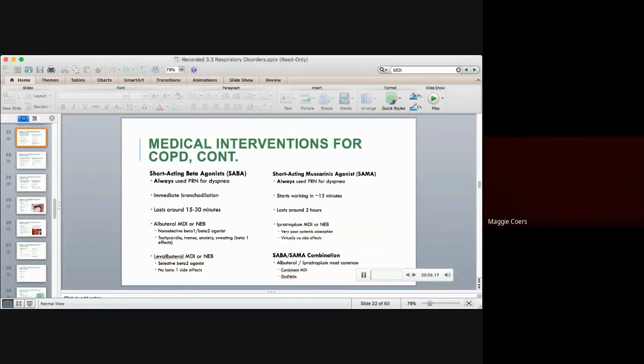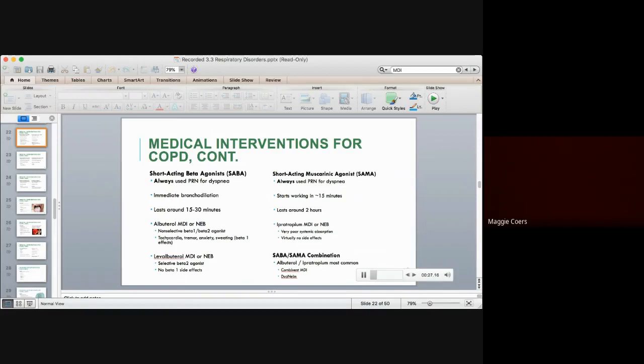So this is your stage 1 medication plan for COPD. I'm not going to read the slide to you; I'm going to tell you kind of as a case study. A patient comes to the emergency room with shortness of breath and a diagnosis of COPD. The doctor orders a combo SAMA-SABA nebulizer for them.